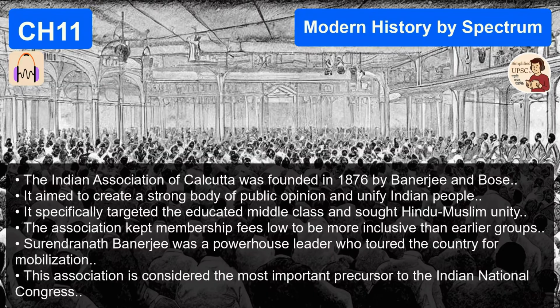Why do you rank the specific one so much higher than the others? Because it superseded the Indian League, and it functioned as the true prototype for the Congress. Surendranath Banerjee was an absolute powerhouse of a leader. He wasn't just sitting in a drawing room writing letters. No, he was traveling the country. He was organizing. And crucially, the Indian Association deliberately kept their membership fees very low. To attract the poorer sections of the middle class. Exactly. Unlike the Landholder Society, which was exclusive, the Indian Association wanted to be inclusive. They specifically campaigned for Hindu-Muslim unity and a unified public opinion.